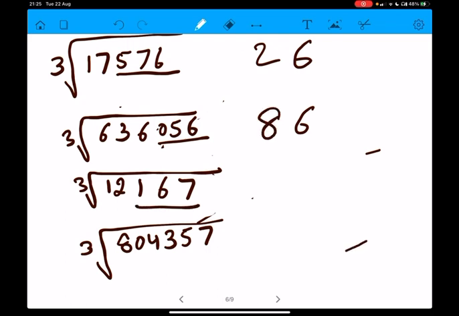12167. The last digit is 7, so it ends with 3. 12 is greater than 2 cube and less than 3 cube. So it is 23.